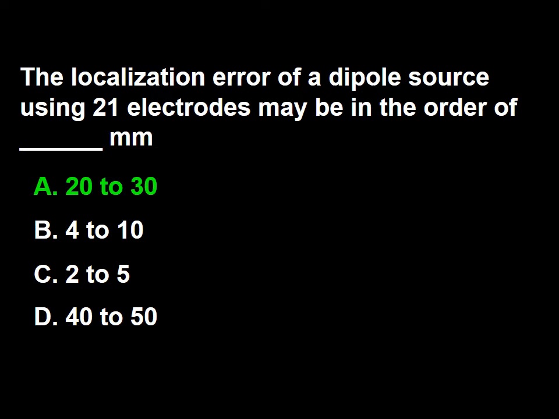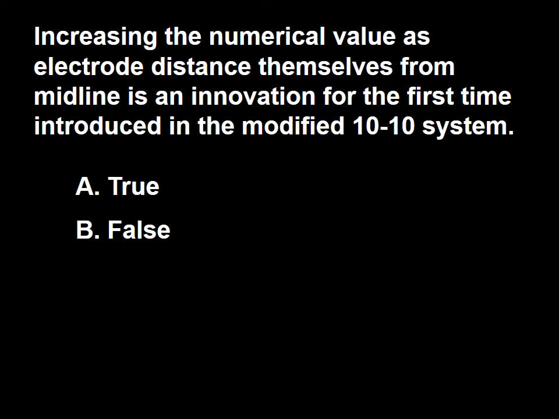I quoted Ebert on the article by Moshe because I tried reading the article from Moshe by myself and I was unable to read it because of its high complexity or my narrow understanding of the math that went into their calculations. The next question: increasing the numerical value as electrodes distance themselves from midline is an innovation first introduced in the modified 10-10 system. A, true; B, false.